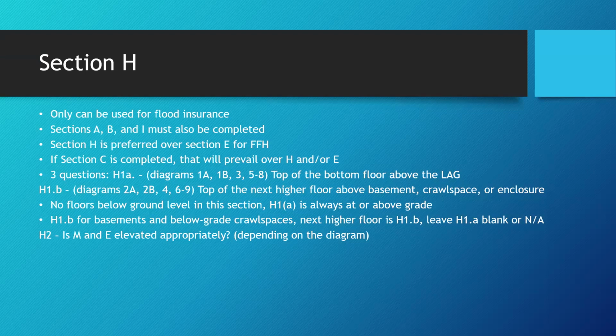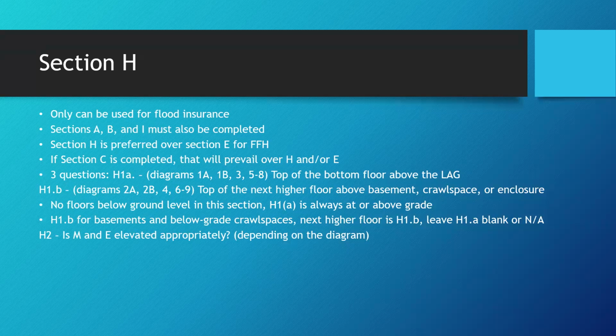If you're just doing first floor height, they prefer that you use this section over section E, which we typically in Kansas only use for zone AO anyway. So if section C is completed, that prevails over H or E if those are filled out. So again, it's just 3 questions.